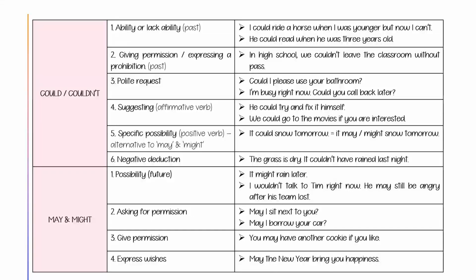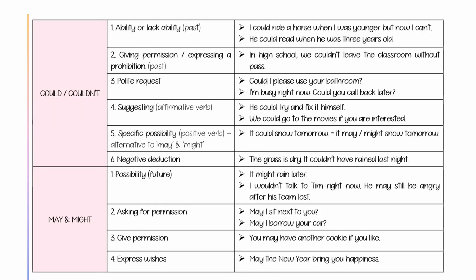The modal verb could is similar to can. We often use it to replace can in the past tense. Could is used to express ability or lack of ability, but in the past. I could ride a horse when I was younger, but now I can't. He could read when he was 3 years old. It is also used for giving permission or expressing a prohibition in the past. In high school, we couldn't leave the classroom without a pass.